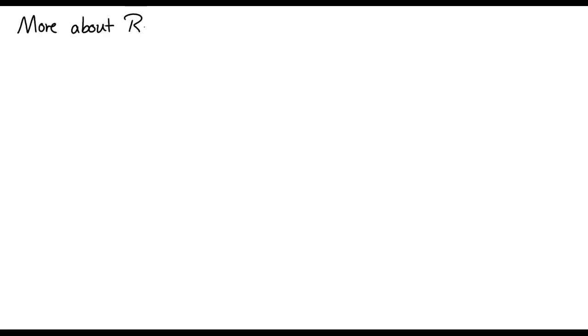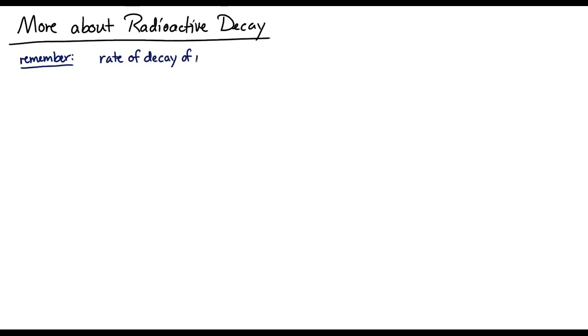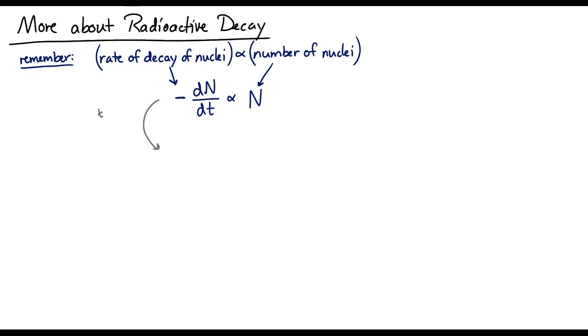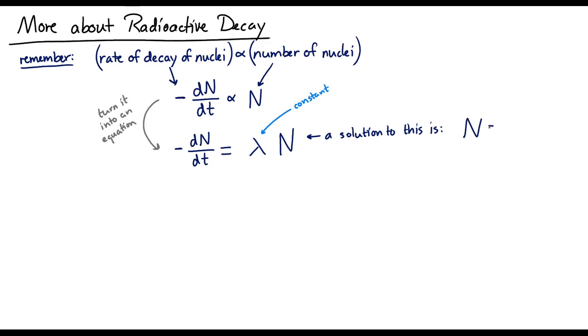And now let's talk more about radioactive decay. So if you remember, the rate of decay of nuclei is proportional to the number of nuclei for radioactive decay. So we can write down this expression. Now, another way to write this would be that the negative of the rate of change in the number of nuclei is equal to some constant times the number of nuclei. And I'm going to write that constant as the letter lambda. A solution to this equation is that the number of nuclei is equal to the number of nuclei at the beginning times e to the minus lambda times t.